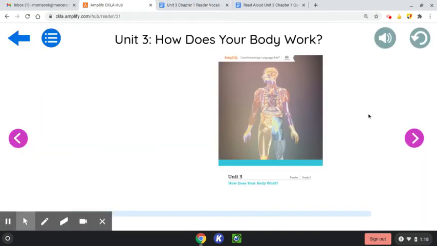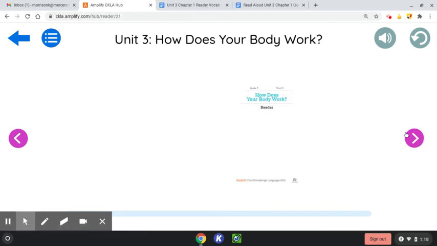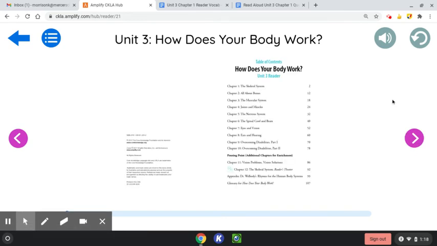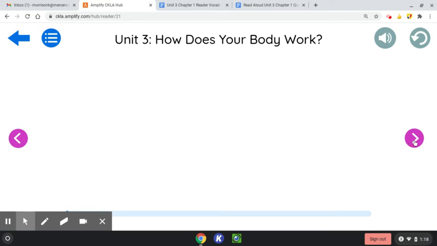I know most of you don't have this book at home, so I'm going to open it up. This is our Unit 3 reader. And I'm going to go to the table of contents to find where our chapter is going to be. So today we're going to be reading chapter 1, the skeletal system. And it says on page 2. So I'm going to turn to page 2.